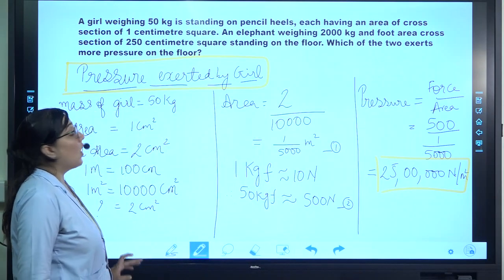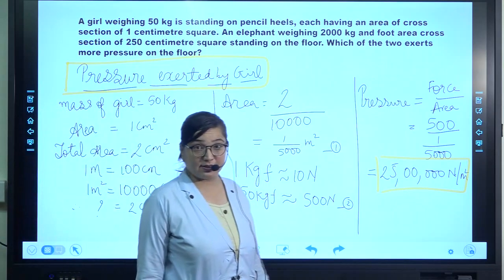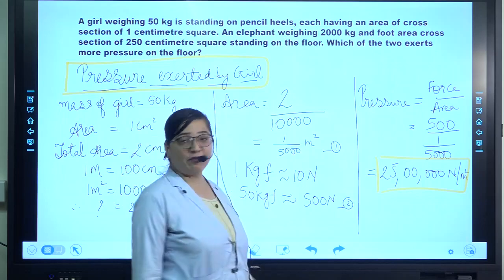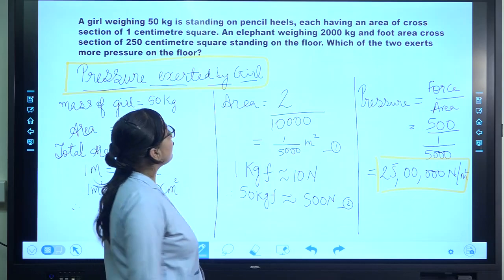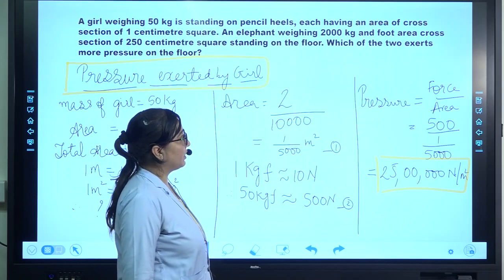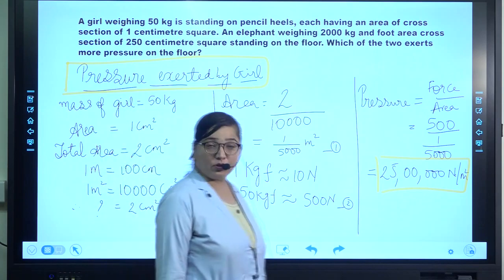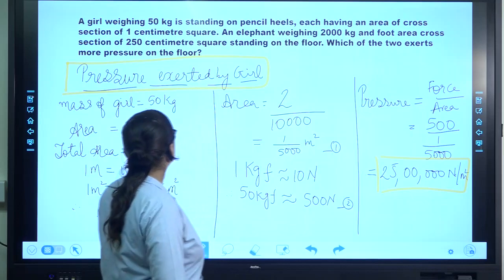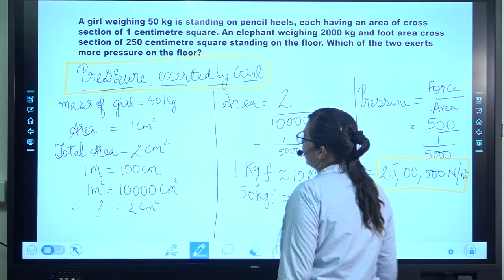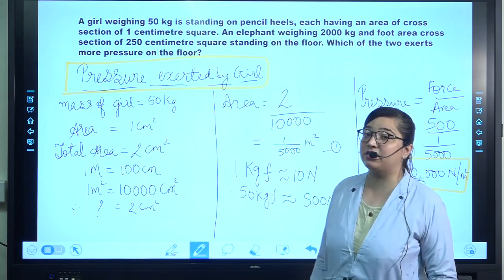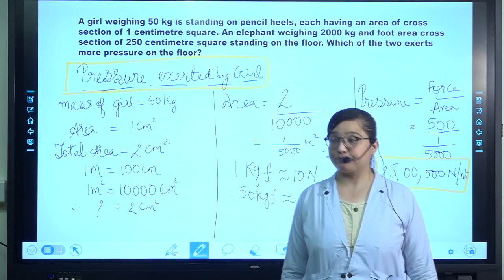A girl weighing 50 kilogram is standing on pencil heels, each having an area of cross section of 1 centimeter square. An elephant weighing 2000 kg and foot area cross section of 250 centimeter square is standing on the floor. Which of these two will exert more pressure on the floor? We have to see what is the pressure exerted by the girl and by the elephant.